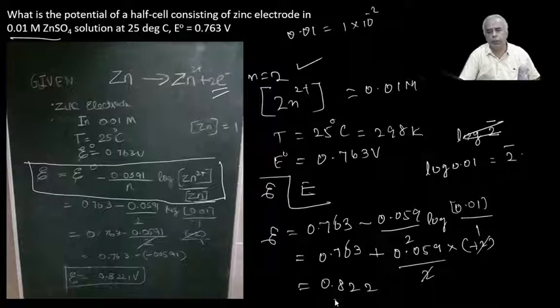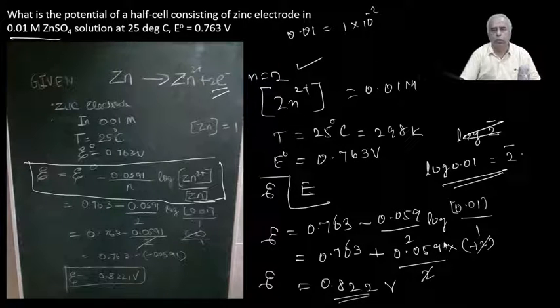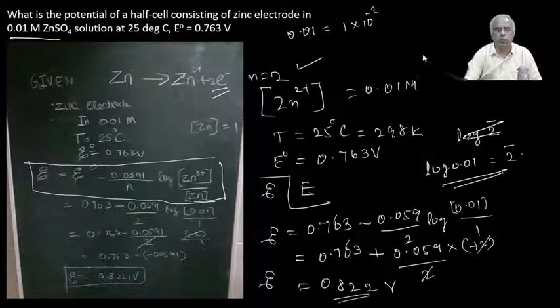So 0.8221 volt. This is the electrode potential of zinc. Okay. So you have to be very careful about this log 0.01. 0.01 can be represented straight away as 2 bar, which is nothing but 10 power minus 2. So the minus 2 is cancelled here, minus of minus is plus, and the 2 can be cancelled. And you should have some idea about the logarithmic values also to solve this problem.